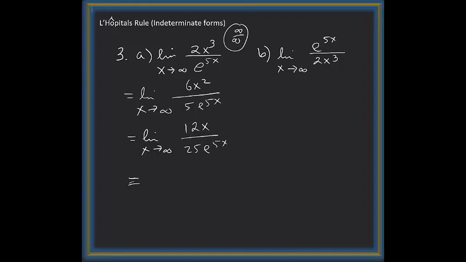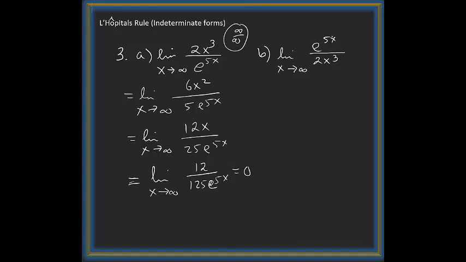Still it is infinity over infinity. So we take the derivative one more time. So you get 12. Here you get 125 e to the 5x. Now you can see that the numerator reaches a constant, but the denominator still increases. So this whole thing, you can say the denominator increases without bound. That limit goes to 0.